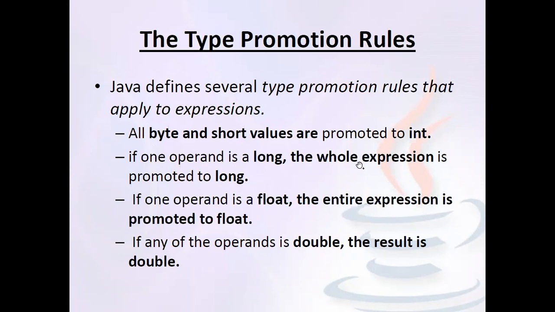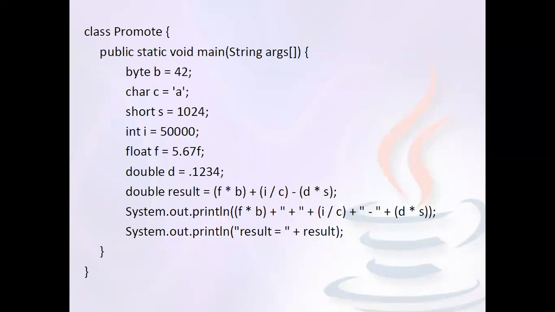If one of the operands is long, the whole expression is promoted to long. If one of the operands is float, the entire expression is promoted to float. If any of the operands is double, the result is double. So this is the set of statements in the order in which it should go. If we have byte and short, those are automatically promoted to int. If one of the operands is long, it will become long. If one is float, it will become float. If one is double, it will become double. This is very important.